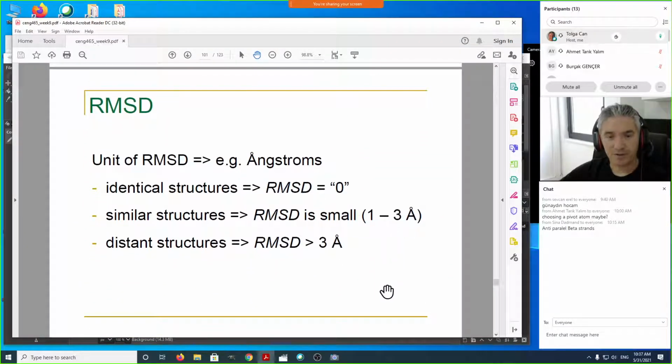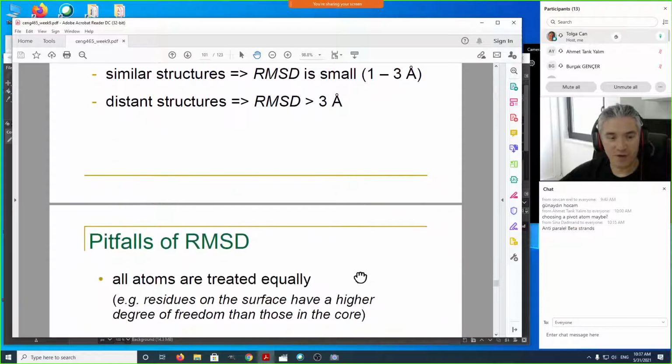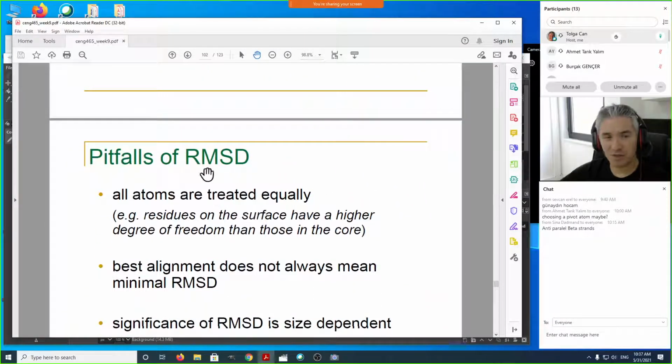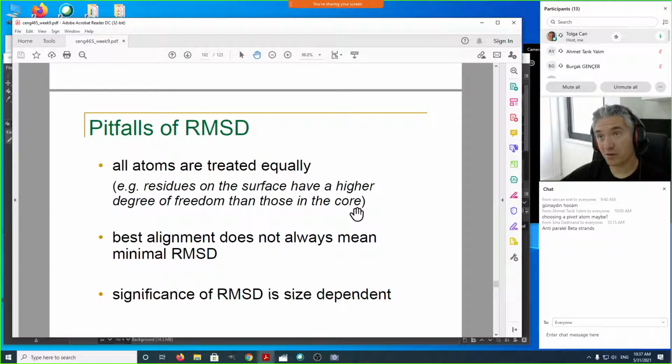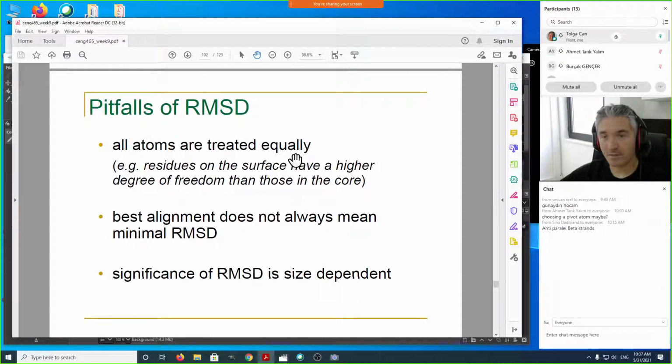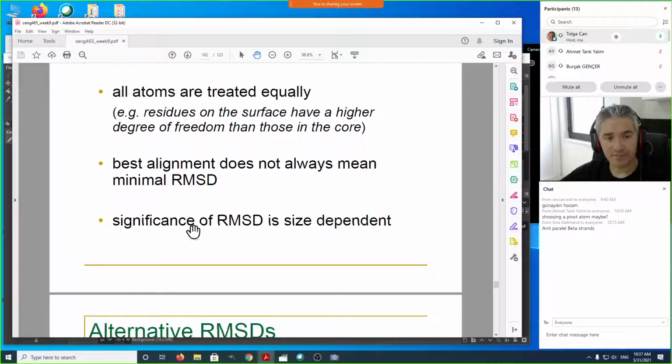Similar structure RMSD is usually in the range between 1-3 angstroms. One disadvantage of RMSD is that all atoms are treated equally. If you're not only looking at alpha carbon atoms, you may compute RMSD by giving different weights to more important atoms, or whether the atoms are at the core or at the surface. There are different versions of RMSD. The significance of RMSD is size dependent, which is very important. As I said, just by looking at the RMSD, without the length of the alignment, you may not understand whether the alignment is good or not.